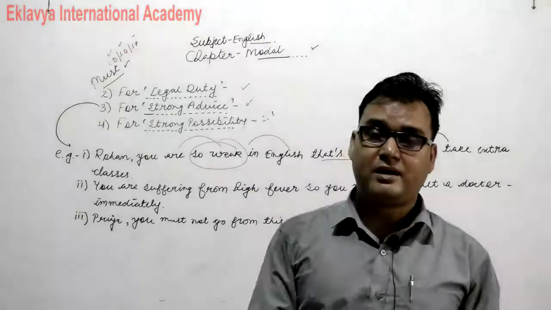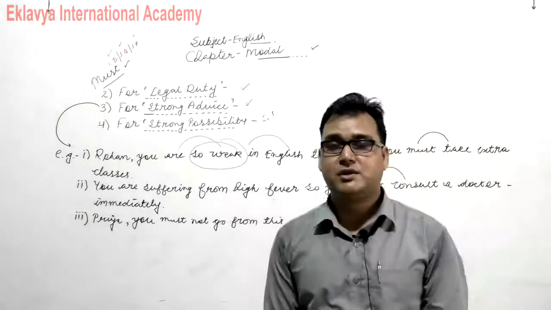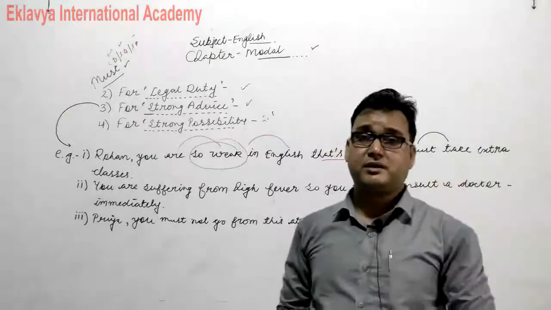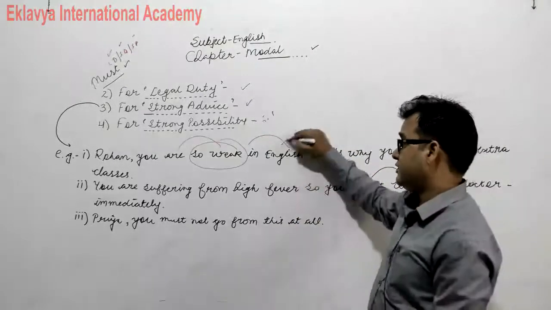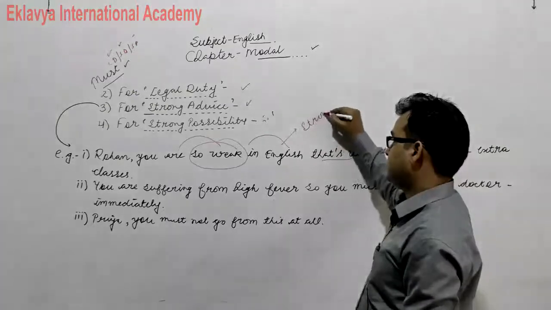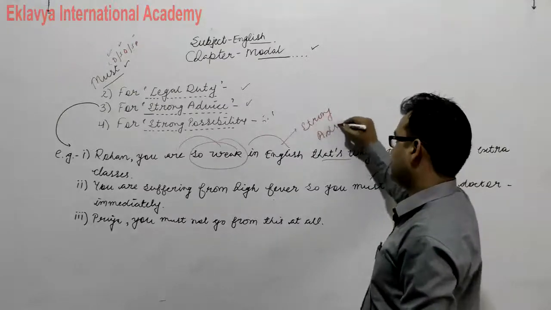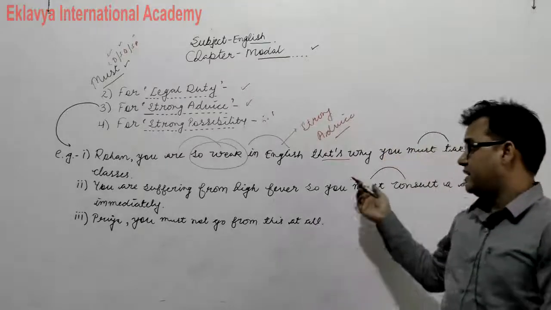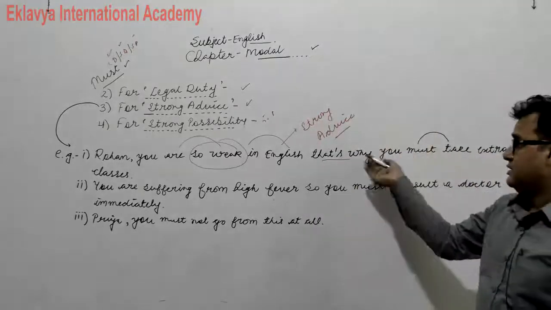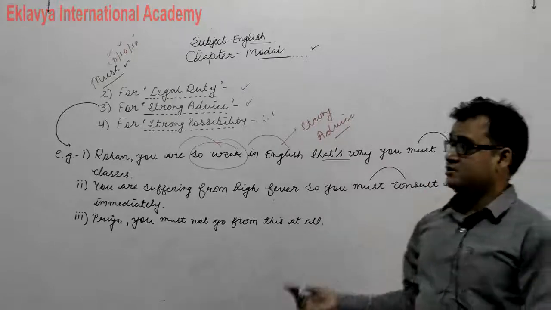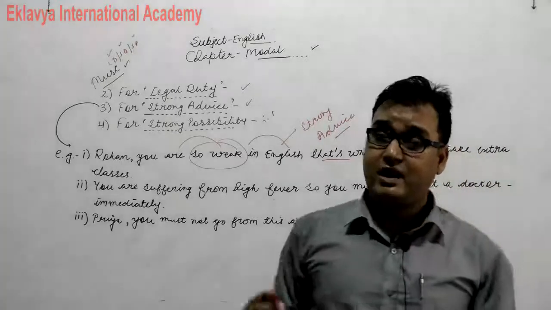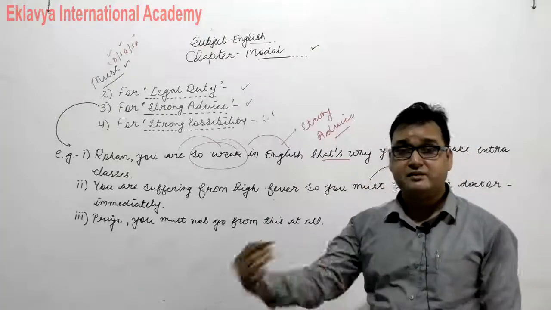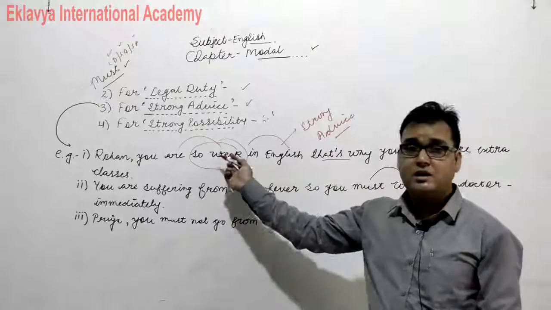Rohan, you are so weak in English. That's why you must take extra classes. इसी वजह से तुम्हें extra classes अवश्य लेनी चाहिए. The given example is of your strong advice. कि रोहन तुम इंग्लिश में काफ़ी weak हो. That's why you must take extra classes. अवश्य लेनी चाहिए. Okay, the given example is of your strong advice. एक तीव्र सलाह वाली बात है because Rohan is so poor or so weak in English.